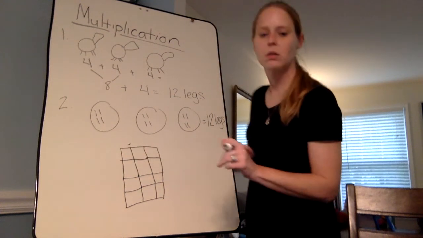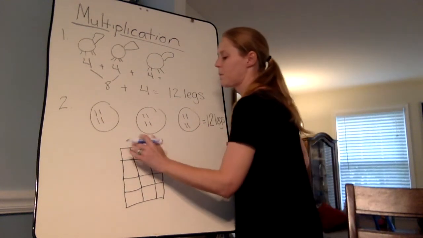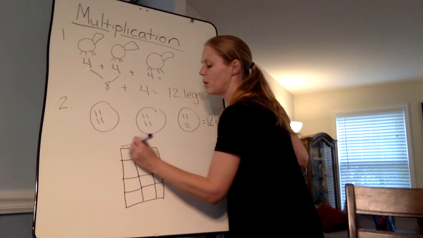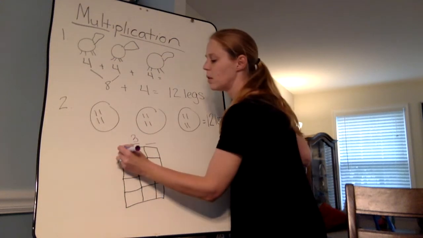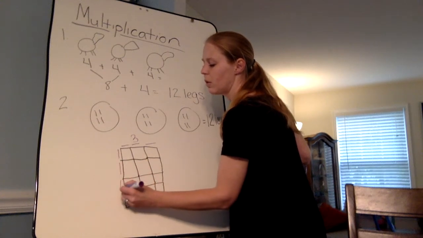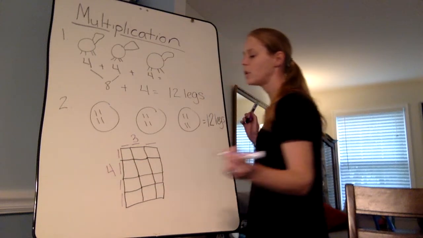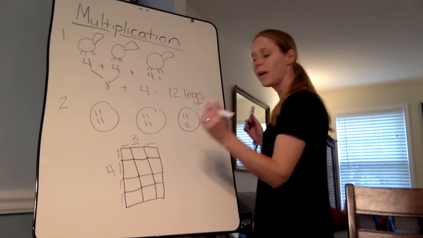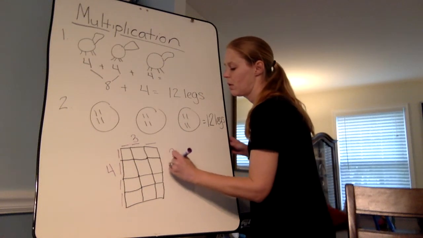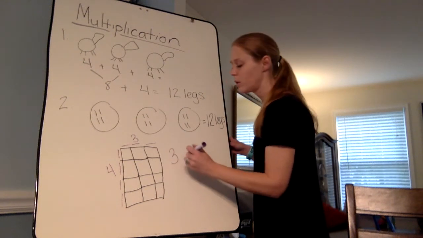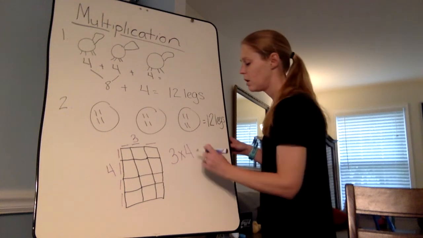Actually, I'm going to change this to a different color. I hope it shows up. So here's 3 groups. 1, 2, 3. Each one has 1, 2, 3, 4 in the group. So I can take this information and I can use it to write my multiplication equation, which is 3 for my 3 horses. Those are my 3 groups, times 4. Each one has 4 legs.